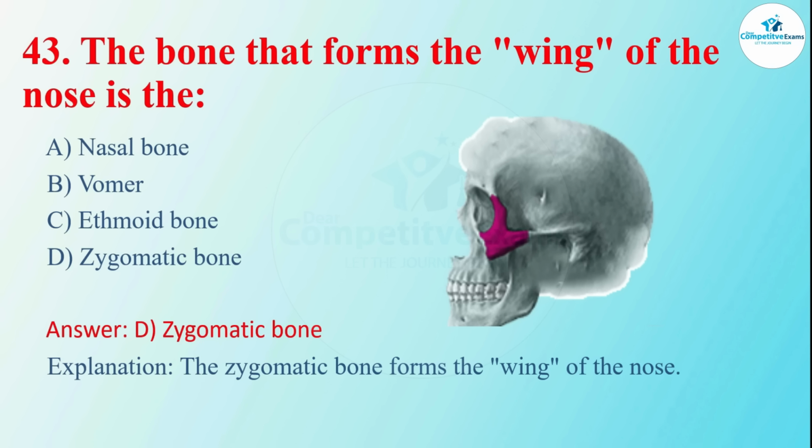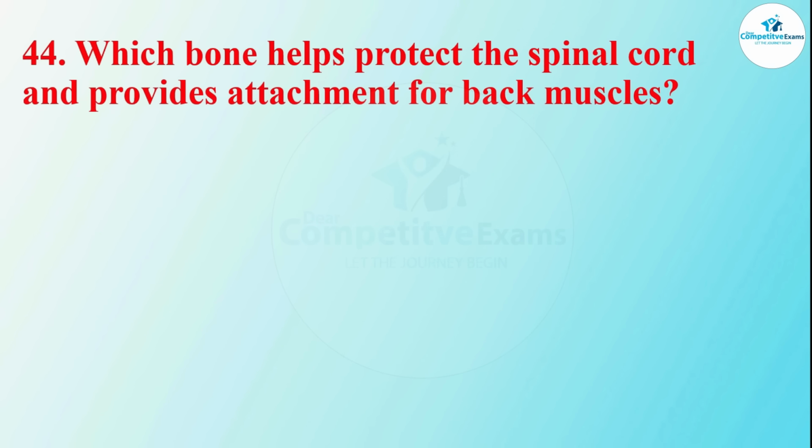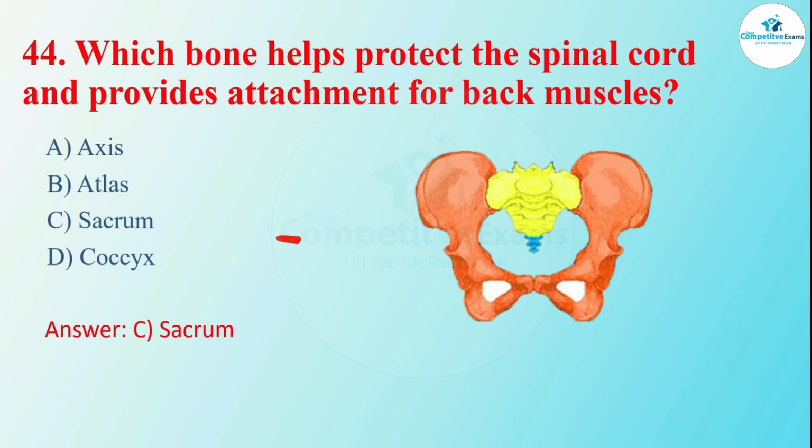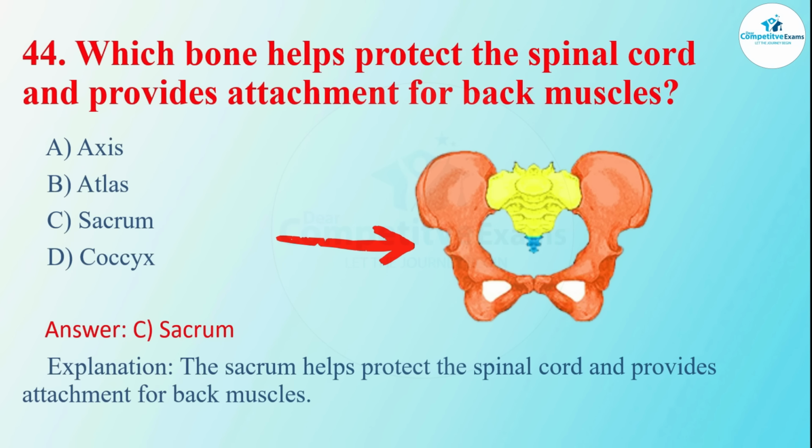Let's move on to question number 44. Which bone helps protect the spinal cord and provides attachment for back muscles? Your options are axis, atlas, sacrum or coccyx. The right answer is sacrum. The sacrum helps to protect the spinal cord and provides the attachment for back muscles.